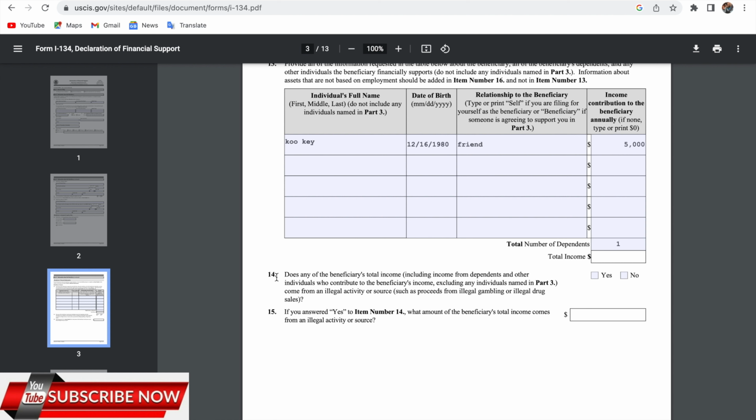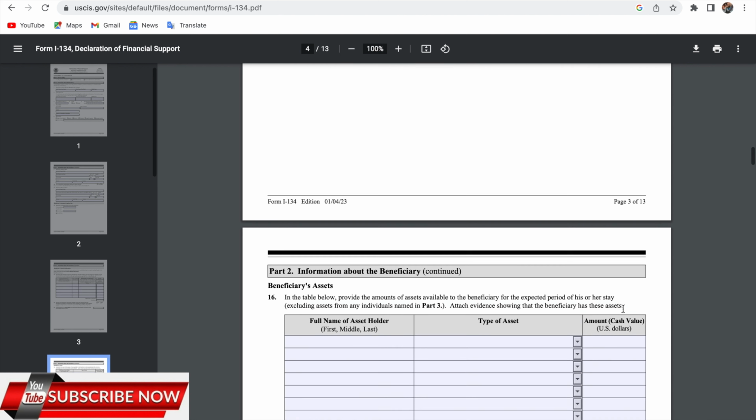And it says 14. Does any of the beneficiary's total income, including income from dependents and other individuals who contribute to the beneficiary's income, excluding any individual's name in part 3? So the answer is no. If you answered yes to item 14, what amount of beneficiary's total income comes from an illegal activity? And then you put it over there.